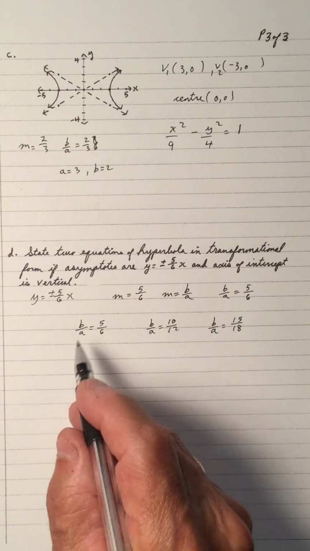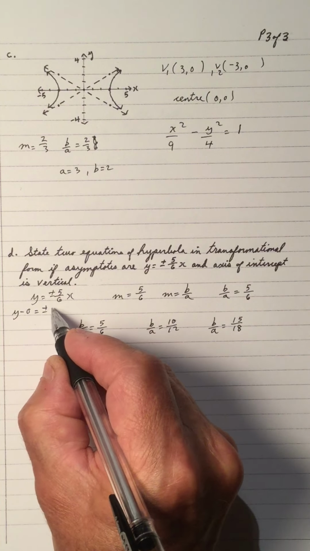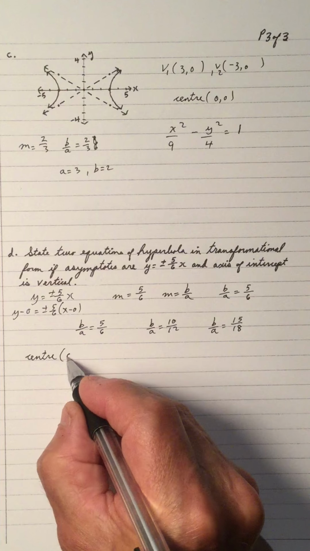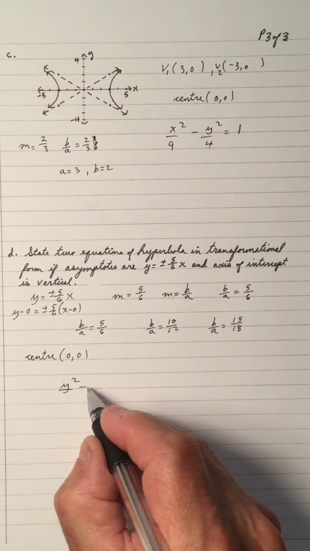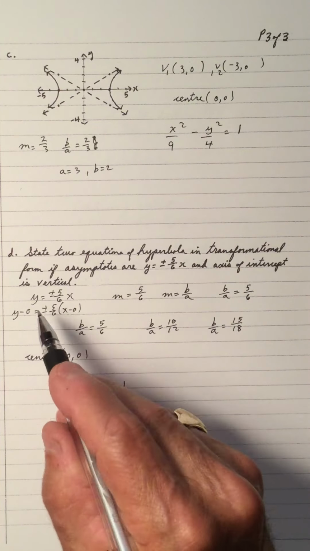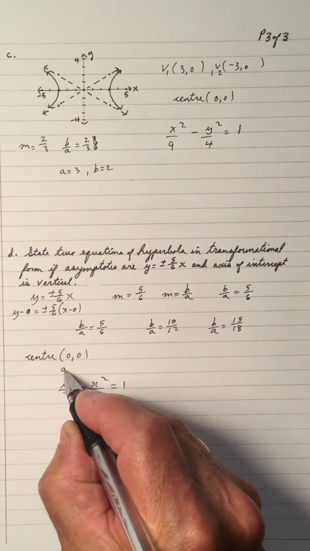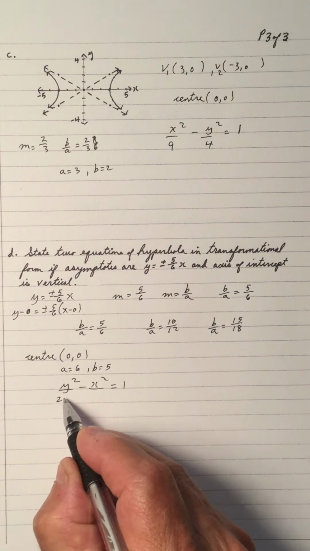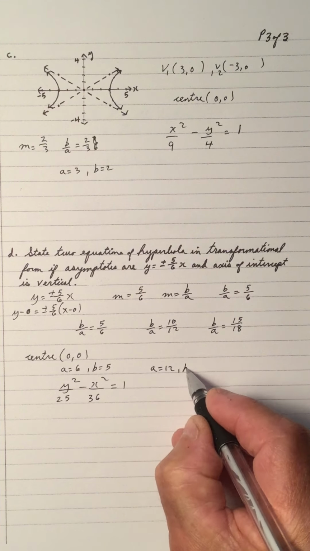So we could have one equation, and notice that the asymptote also is y minus 0 equals plus or minus 5 over 6 and x minus 0. So the center of this one is 0, 0. And because it has a vertical axis, that means we get a y squared minus an x squared equals 1. The center is 0, 0 because of this point slope form right here. Now, we could say in this question that A is 6 and B is 5. So the B is 5, so we have a 25. The A is 6, which is 36. Or we could have that A is 12 and B is 10.